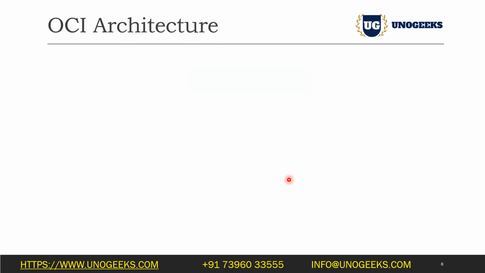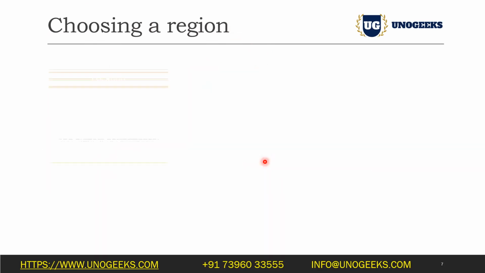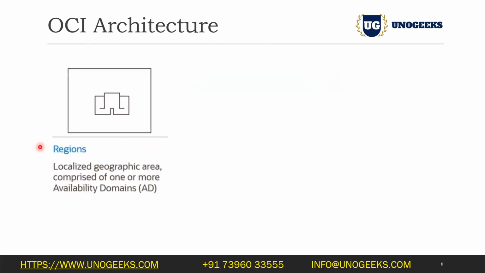Let's see about OCI architecture. So we know that you have a global footprint. When we saw this global footprint, you have a region. We call this a data center, but here we are denoting it as a region. So when you see the OCI architecture, you start with a region, and a region is nothing but a localized geographic area. It can be a region like Mumbai or Hyderabad.